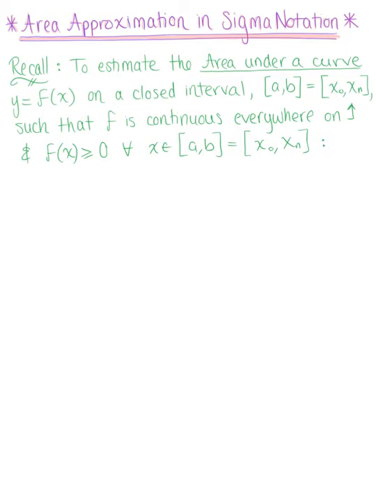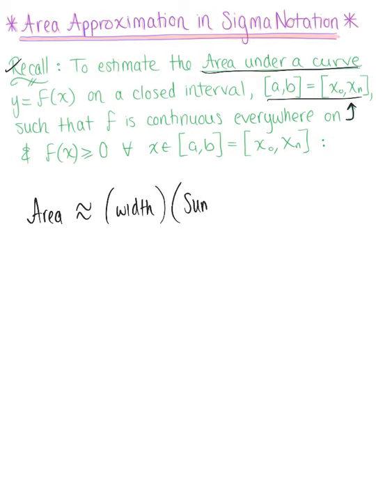So we are now ready to start looking at area approximation using sigma notation. Let's recall that to estimate the area under a curve y equals f of x on a closed interval from a to b, such that f is continuous everywhere on this closed interval, and f of x is greater than or equal to 0 for all x values within this interval, then we've seen that we can approximate the area under this curve by using the width of the subinterval multiplied by the sum of the heights.